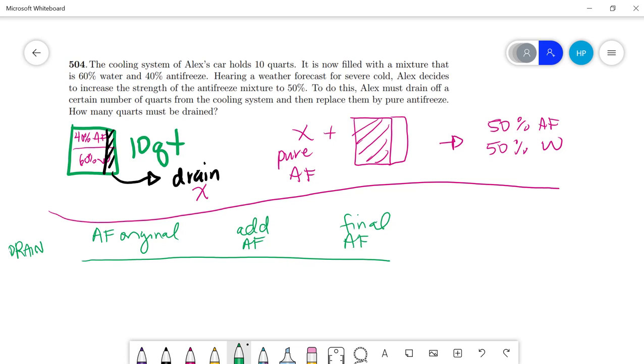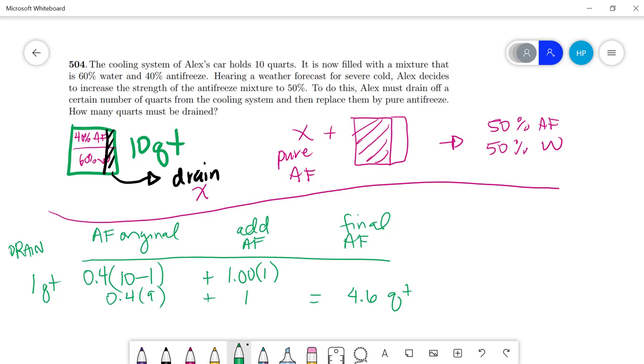So let's just make a guess. Let's suppose you drain 1 quart. Then how much of the original is antifreeze? Well, you now have 10 minus 1 quarts, and 40% of that is antifreeze. And then since you drained 1 quart, you're going to add 1 quart of pure antifreeze. So that's like 100% times 1, right? 1 quart of pure antifreeze. So what do you get all together? Well, this is going to be 0.4 times 9 plus 1. So 3.6 plus 1, that's going to give me 4.6 quarts of antifreeze.